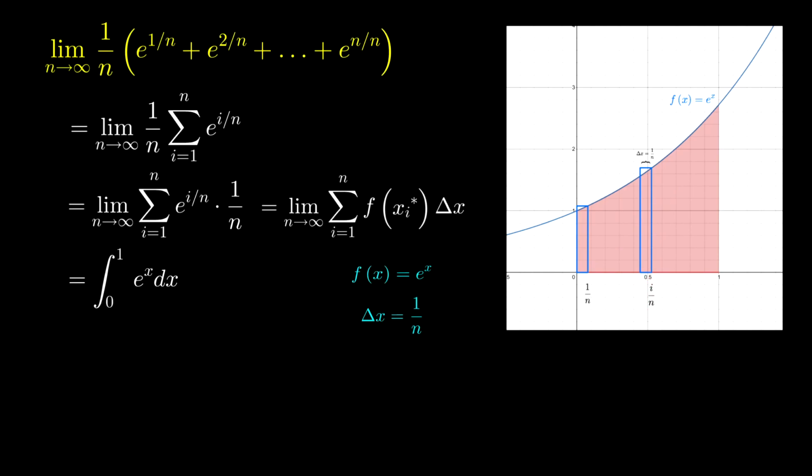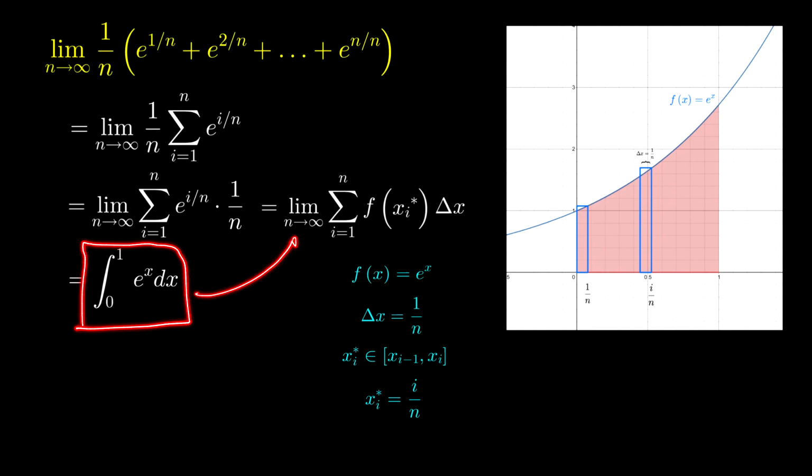So if we consider the ith interval, x sub i minus 1 to x sub i, our x sub i star, the value of x that we're going to choose from this interval to determine the height of the rectangle, is equal to i over n. So for example, in this first rectangle here, the height is determined by the right endpoint, which is equal to 1 over n. Therefore, by definition of the definite integral, this is equal to the limit of this Riemann sum as n approaches infinity.